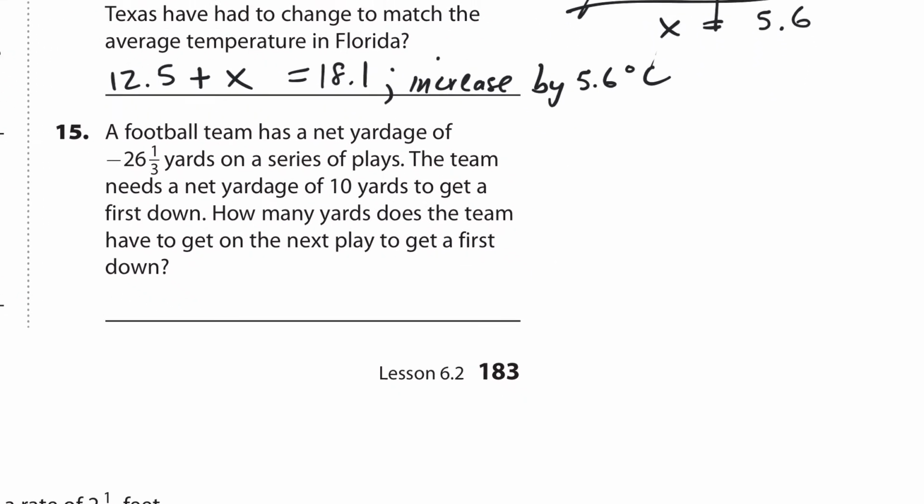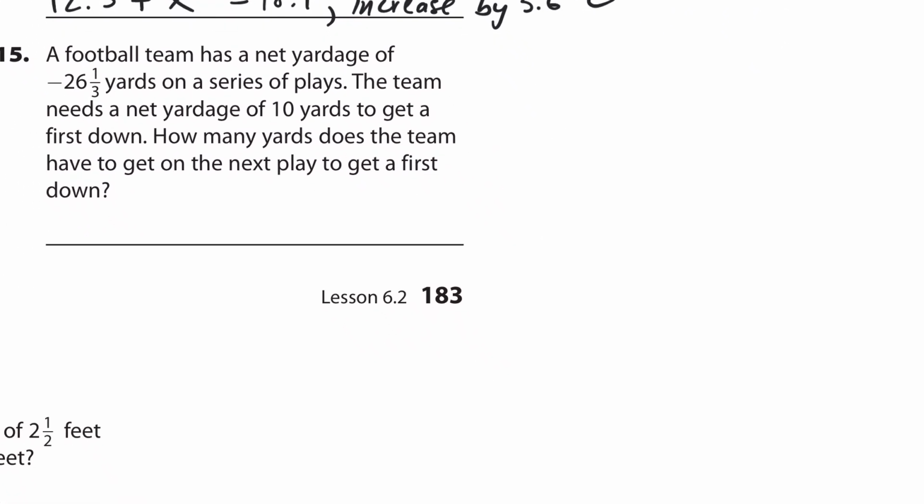Let's go on to the next one. A football team has a net yardage of negative 26 1/3 yards in a series of plays. So that net yardage means they go forward some, they go backward some, and overall they've gone backwards 26 1/3 yards. Not so good. The team needs a net yardage of 10 yards to get a first down. How many yards does the team have to get on the next play to get the first down?